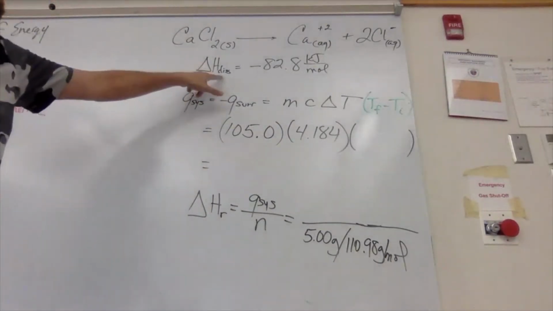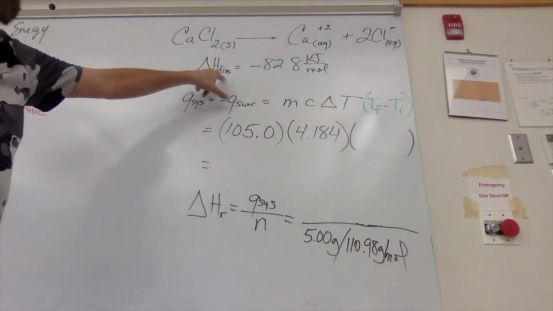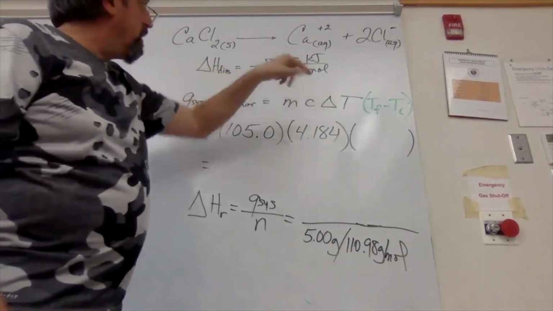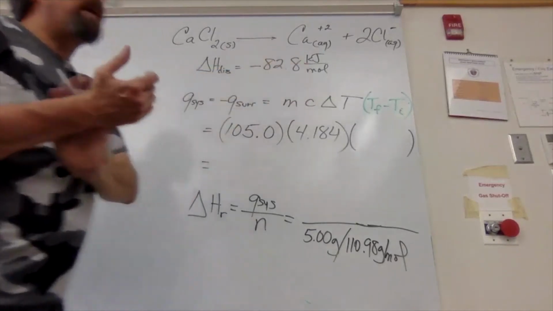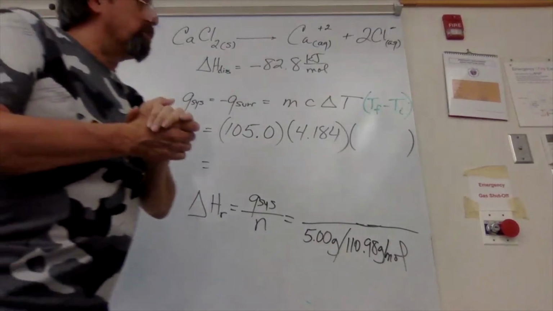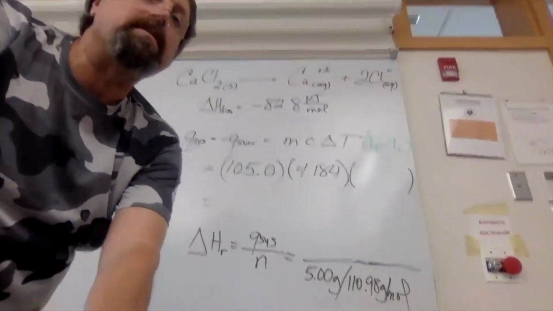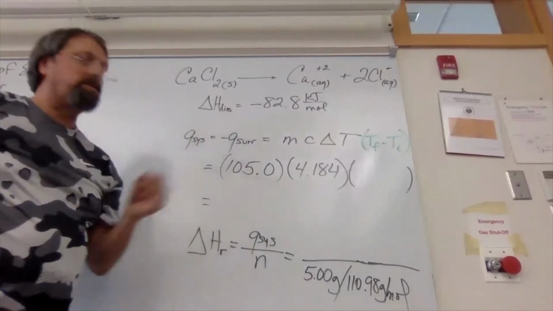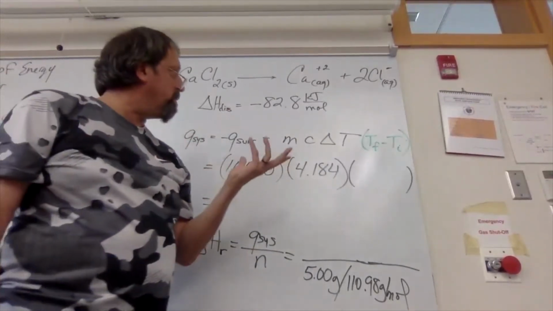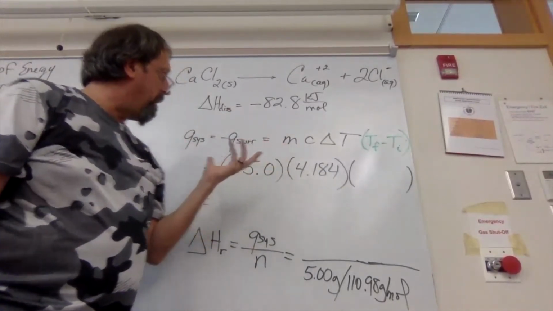And the delta H of dissolution of that reaction that you just saw, I should be able to get somewhere around minus 82.8 kilojoules per mole. But there's always errors in experiments, and so this is no different than any other experiment. So I don't expect to get to it. I expect to be lower, but let's see what happens.